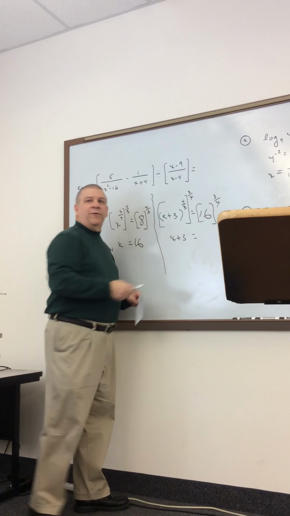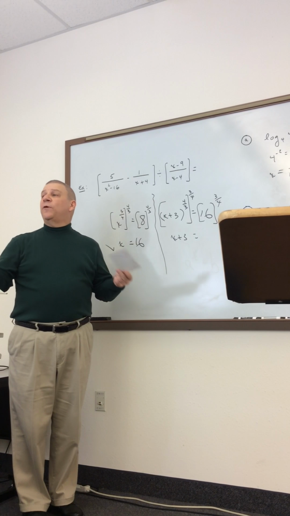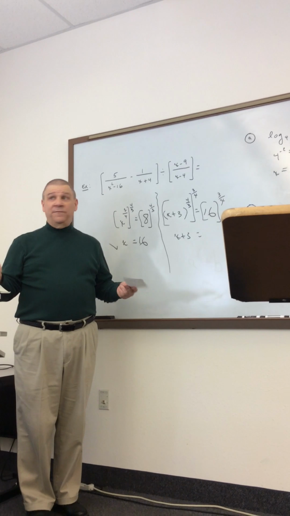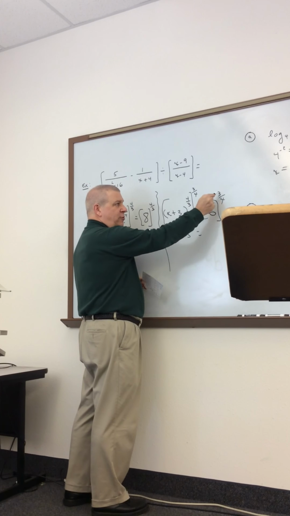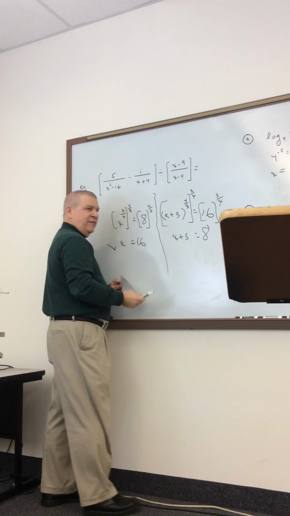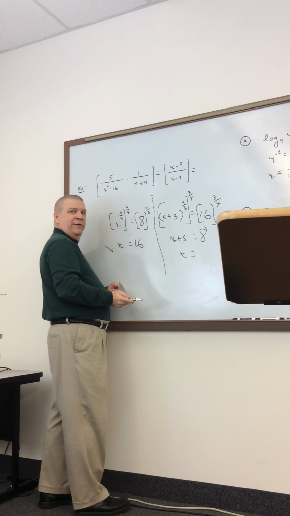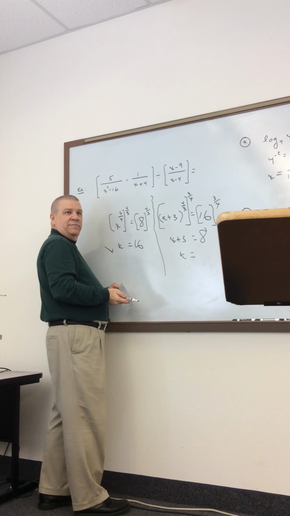What's 16 to the 3/4? What's the 4th root of 16? It's a perfect root, isn't it? Ethan: 2. So the 4th root of 16 is 2, cubed is 8. So if x plus 3 equals 8, well, that's going to be pretty easy. What's x? Just solve for x.